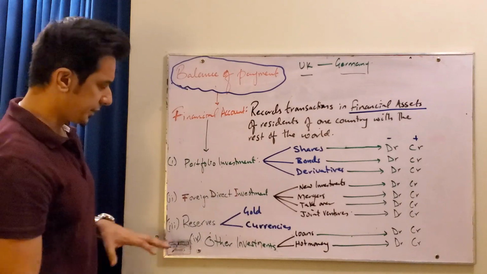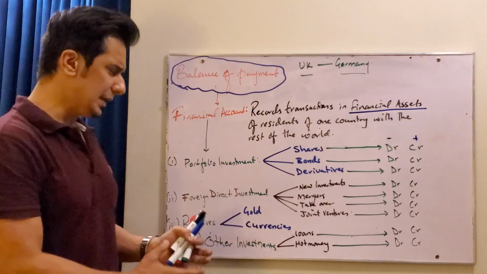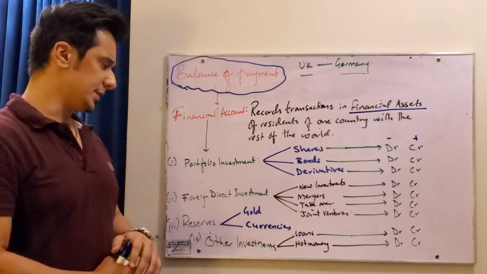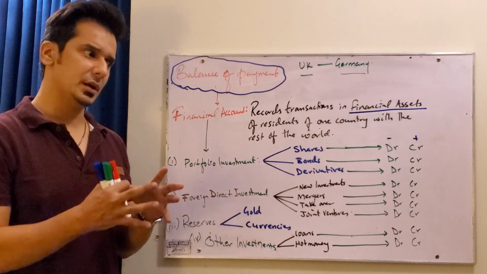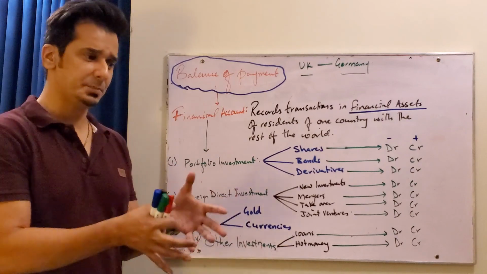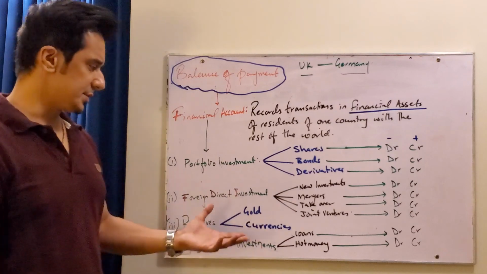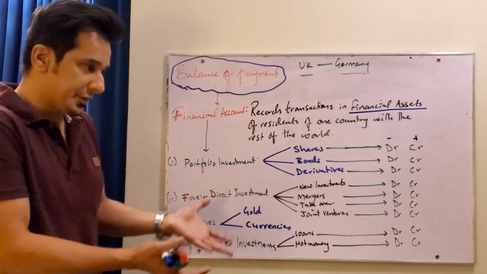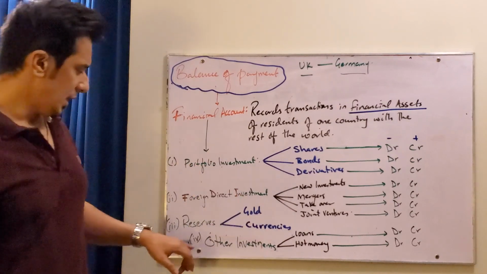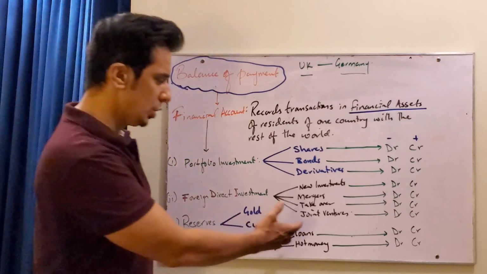Now coming back to the third one, that's reserves. Reserves include mainly gold and currencies. Let's assume we've got different currencies in our reserves. Suppose there is an appreciation in the value of that currency, so that means the value of the reserve increases. And if we talk about other investments, this could be, for example, loans.